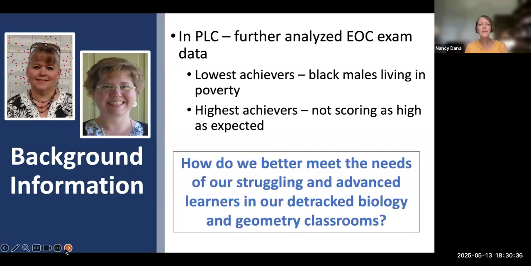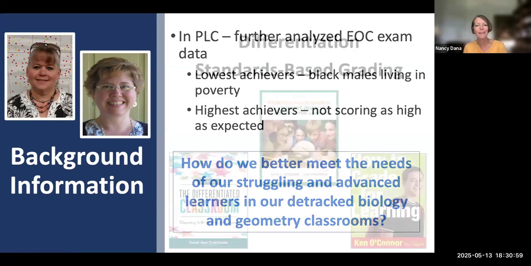That led them to a new cycle of inquiry where they developed a new wondering: how do we better meet the needs of our struggling and advanced learners in our detracked biology and geometry classrooms? And I realize now, I'm sorry, I'm going back and forth between geometry and algebra, but indeed it was geometry that Kristen was teaching at this particular time.